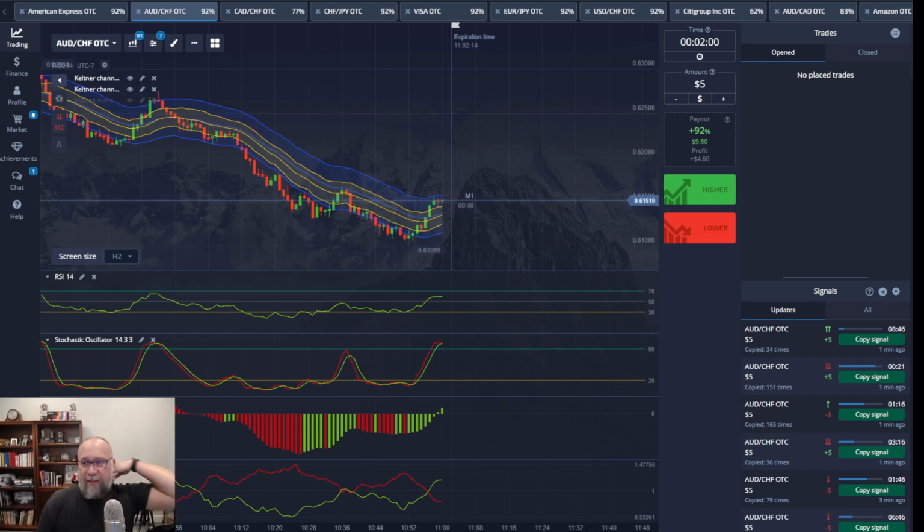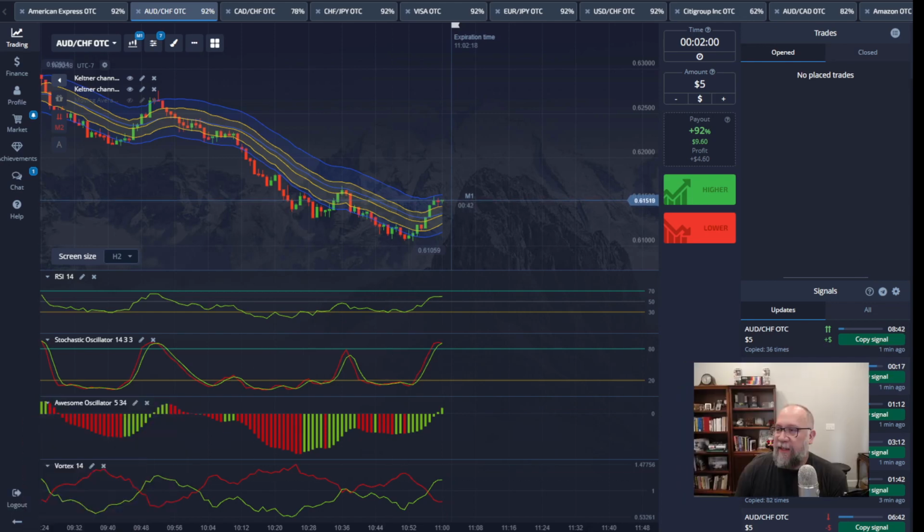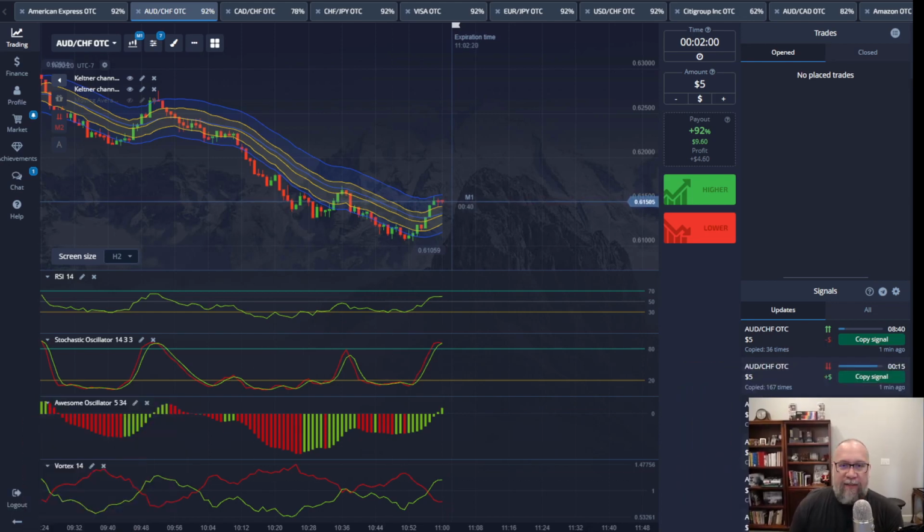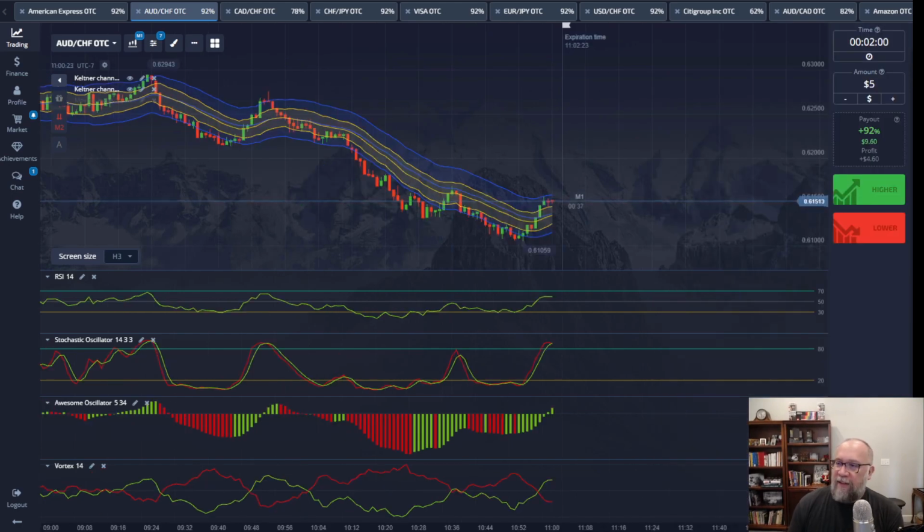I was reading about different strategies. You can see here, let me move my head out of the way. Let's get rid of this and this. That enables you to see this a little bit better. So I was learning about different indicators. Down here we have our typical RSI and our stochastic oscillator.